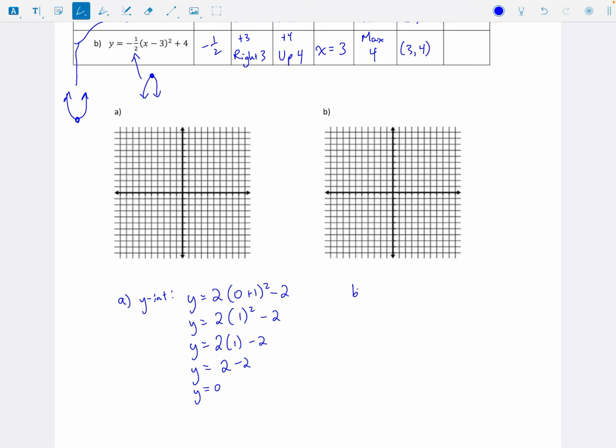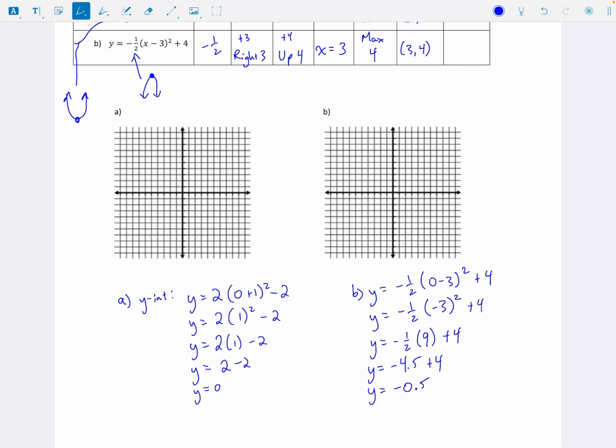For the second equation here, we can do y equals -0.5 times (0 minus 3) squared plus 4. 0 minus 3 is -3 squared, plus 4. So -3 squared is -3 times -3, which is +9, plus 4. I'll work in decimals. You could type this into your calculator. -0.5 times 9 is -4.5 plus 4. So that means y equals -0.5.